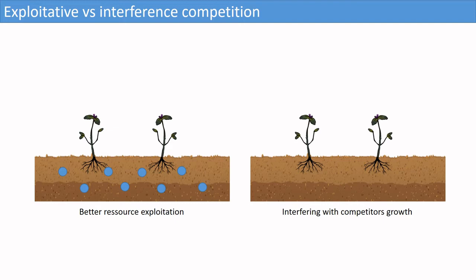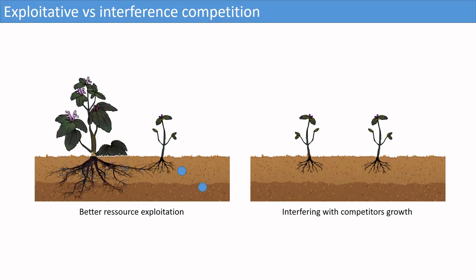So the first one is classifying competition as exploitative or interference competition. Exploitative competition, we talked about quite a lot so far. It happens when two individuals are competing for the same resources, and one individual is better at exploiting the resource compared to the other. So the individual that exploits the resource better will grow bigger, and the other one will grow smaller or maybe even die out.